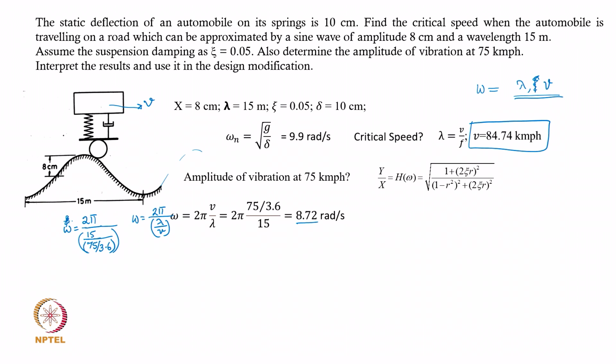Now, how do I get the amplification, or y by x ratio? By using this expression which we have seen earlier. What is the value of zeta to be used in this expression? I can use 0.05. What is r? Omega over omega n. What is omega n? In my case it is 9.9, and omega for 75 kmph is 8.72, divided by 9.9, right, that is r. So, in this expression of y over x, I have got everything that I need to solve it for y by x.